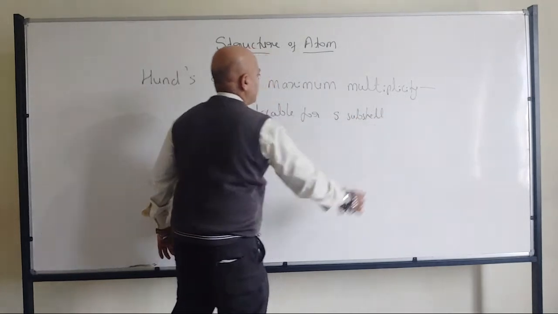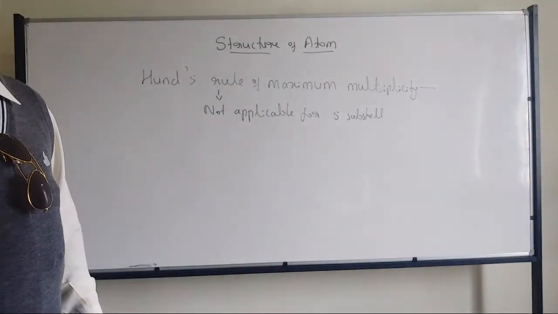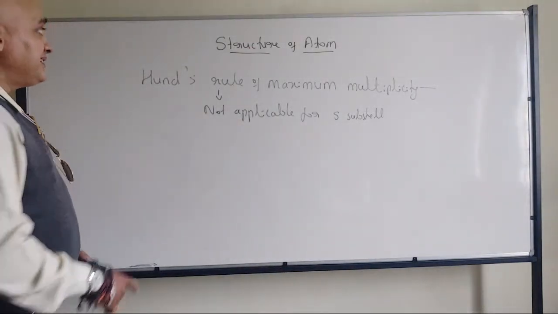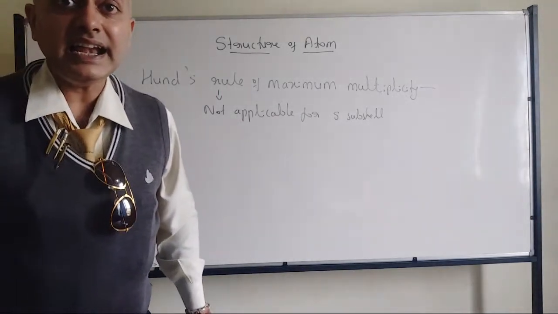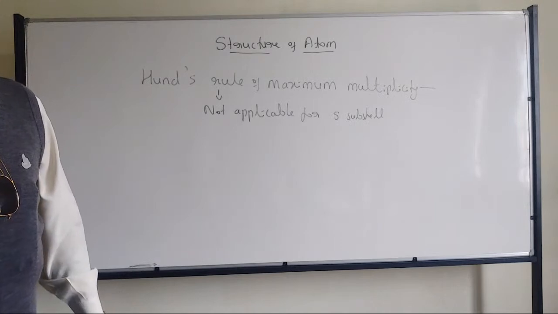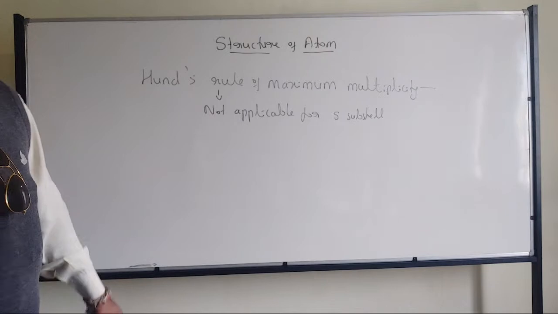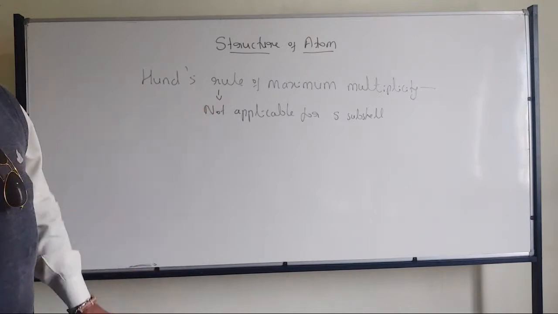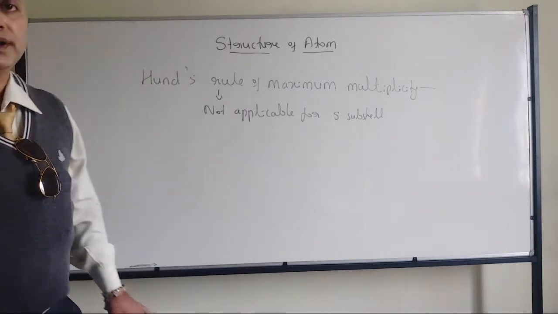It is not applicable for the s subshell because only one orbital is there. But it is applicable for the rest of the subshells, that means p, d and f, which have more than one orbital. But not applicable for the s subshell. Why? The s subshell has only one orbital.